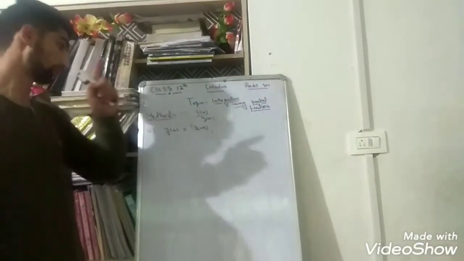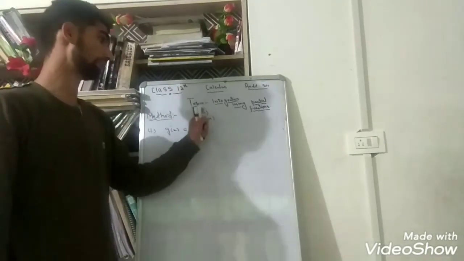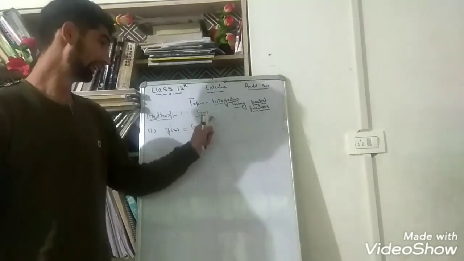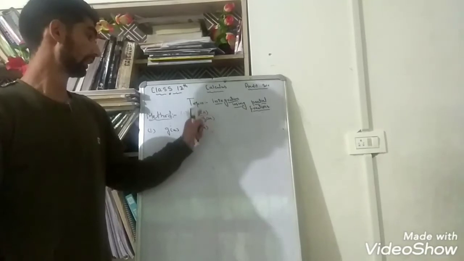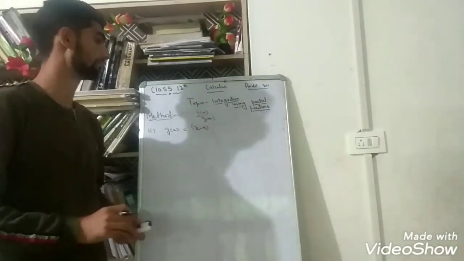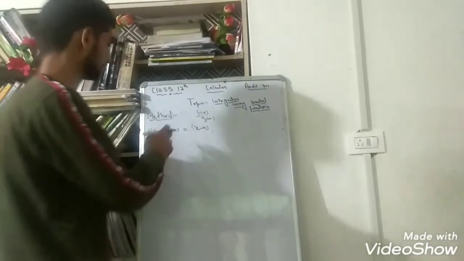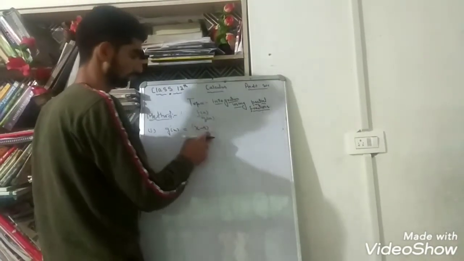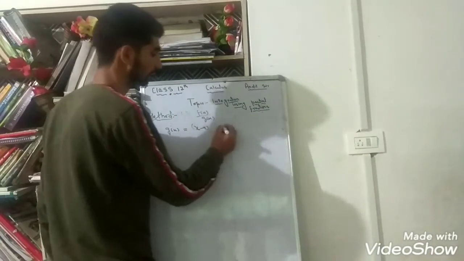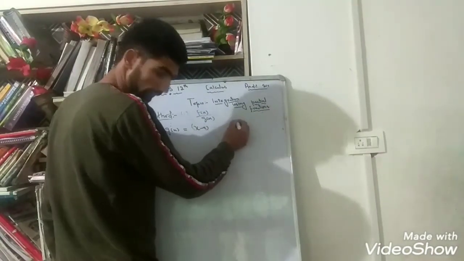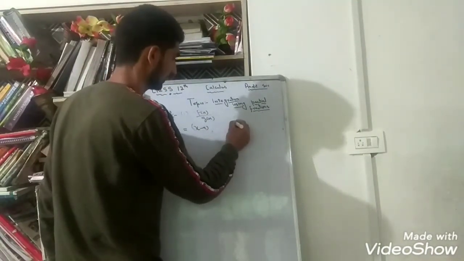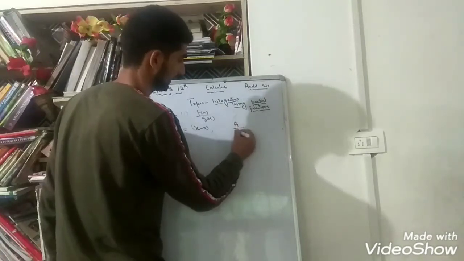But firstly, you have to take into consideration that this f of x divided by g of x is a proper fraction. That means the degree of f of x is less than the degree of g of x. So g of x is equal to x minus a, then its resolution will be A divided by x minus a.